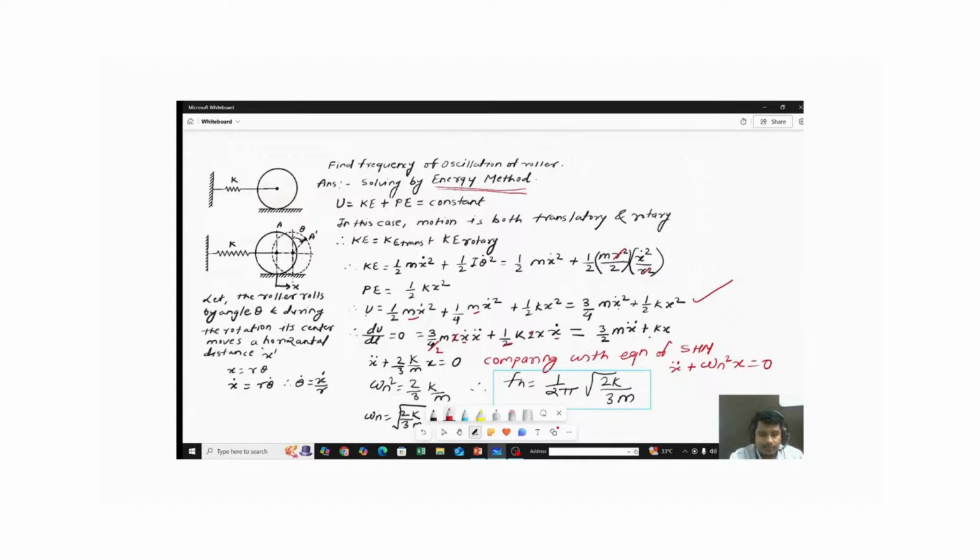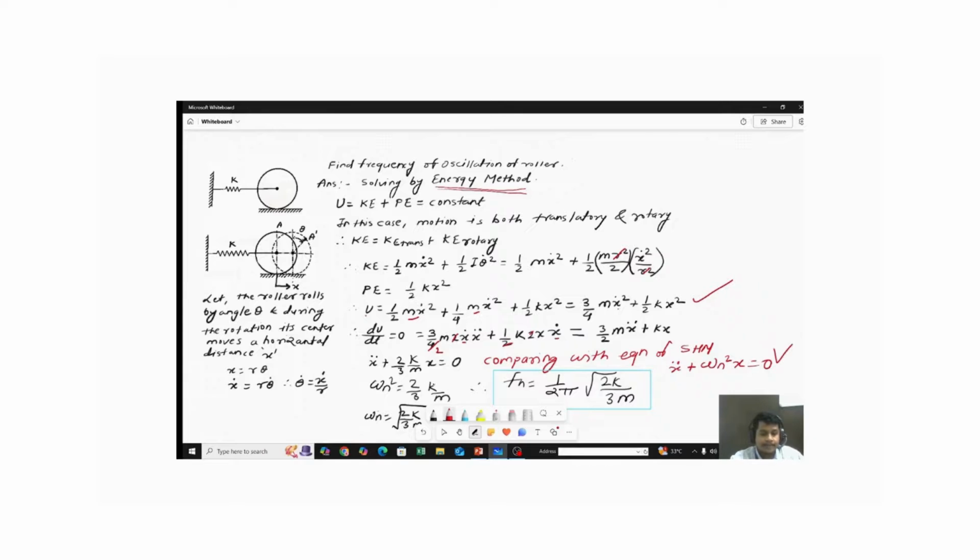Now we know the fundamental equation of SHM, or the fundamental equation of vibration. What is that? It is nothing but x double dot plus omega n square x equal to 0, where omega n is for natural frequency, n is for natural frequency. So we want to compare whatever equation we got with this fundamental equation. Why do we have to compare? Because we have to find out the frequency of oscillation for this system. So we have to compare with the fundamental equation of SHM.